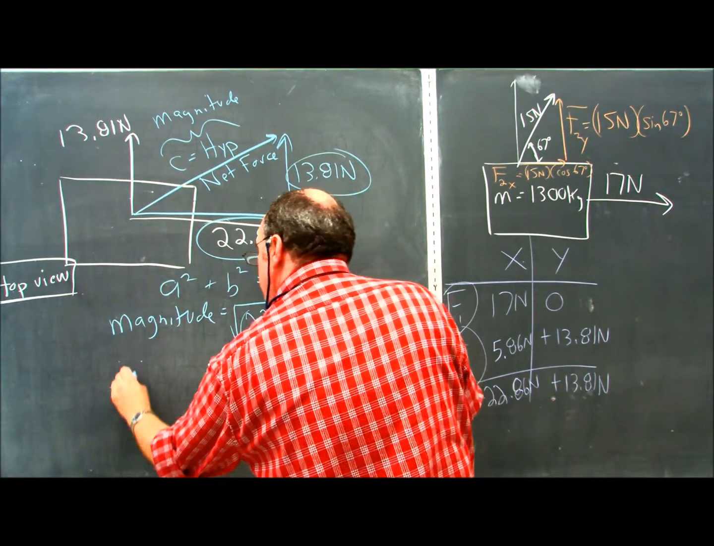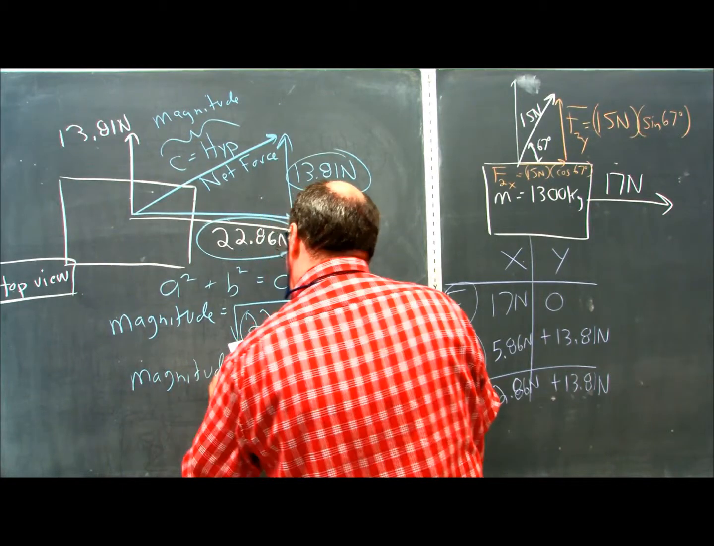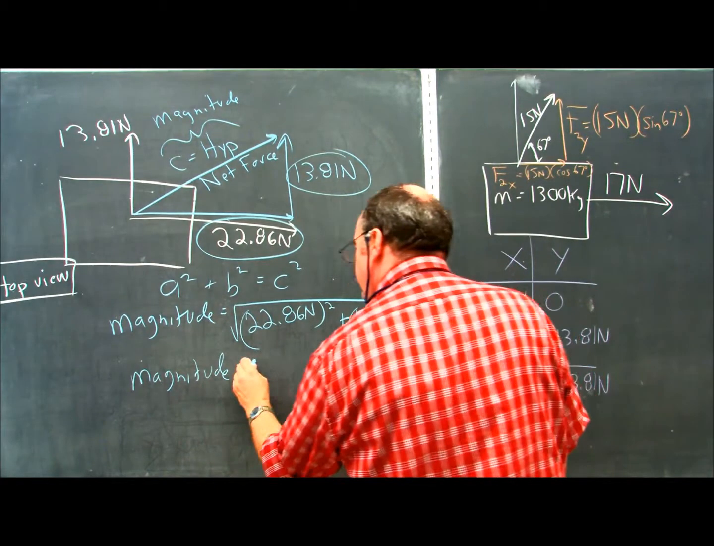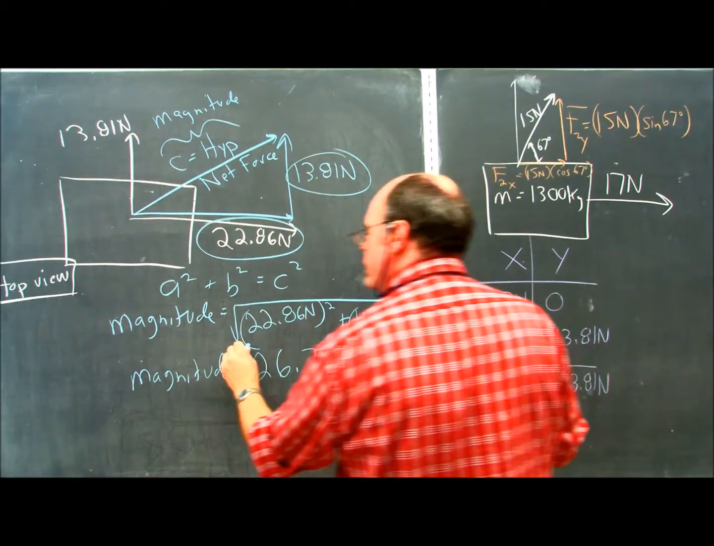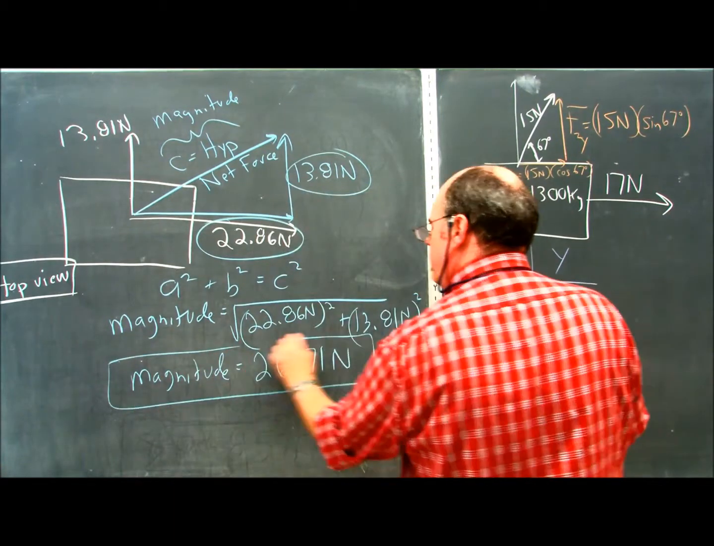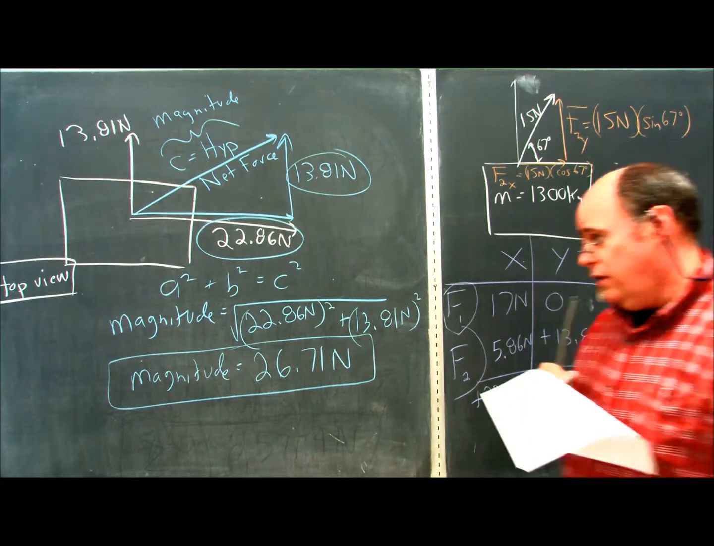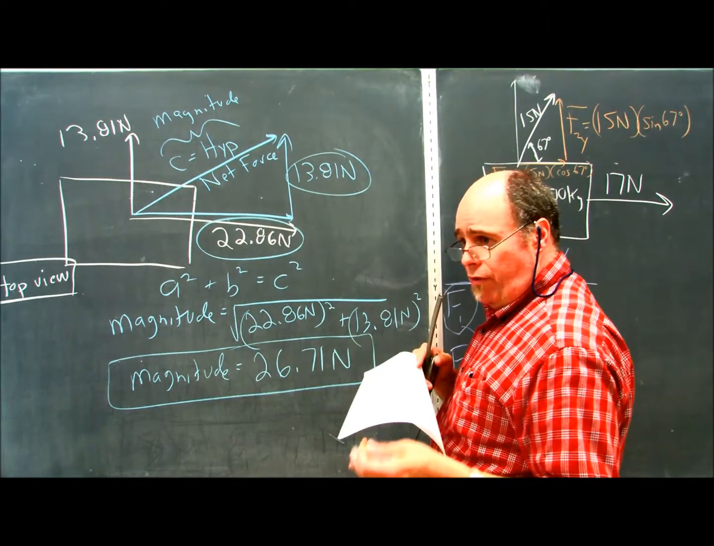So the magnitude will equal 26.71 newtons. That's my net force. So I found my net force now of 26.71, and I want to get the angle. At what angle is this raft going to be moving?